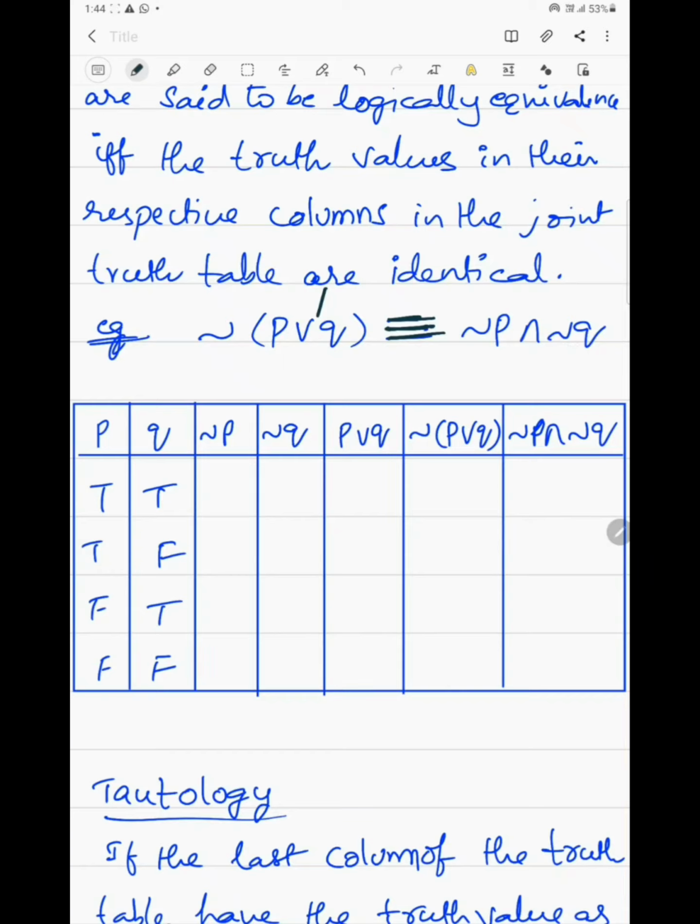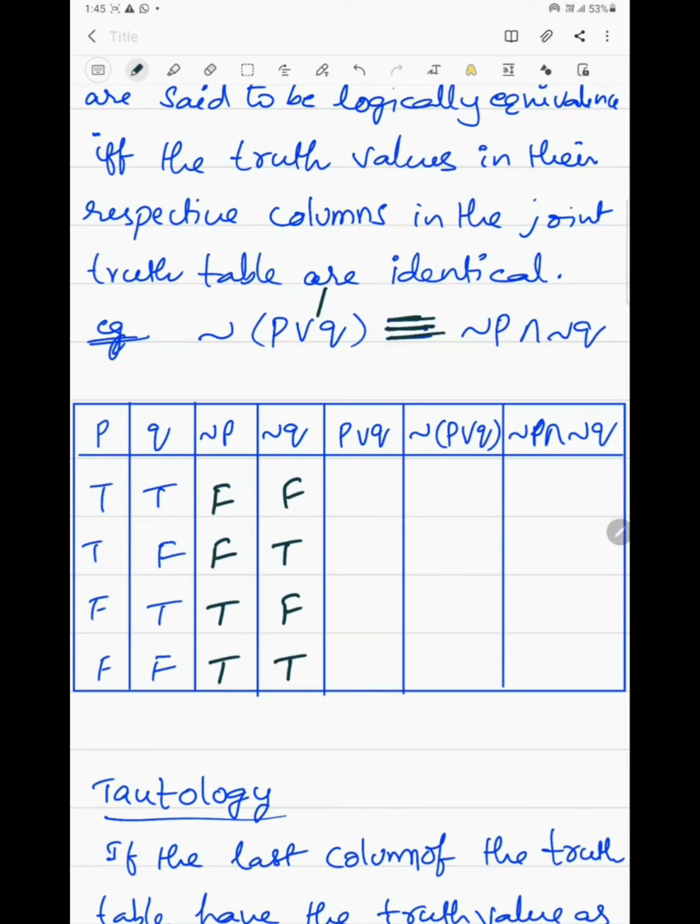P and Q are the two statements. So, I write the truth values TT, TF, FT, FF. Now, write the values for negation P. Negation P means you have to deny. True becomes false, true becomes false. F means T, F means T. Negation Q: T, F, F, T, T, F, F, T.